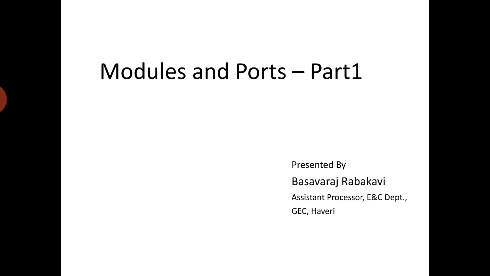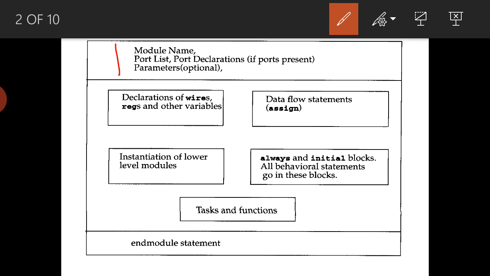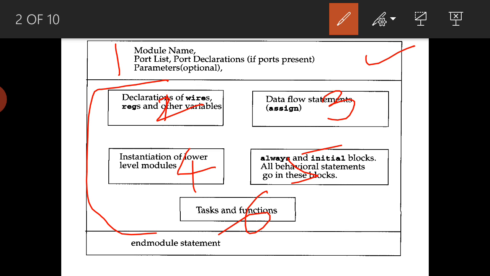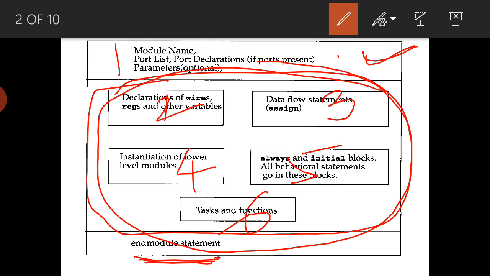Let us see what modules are and how we can use them in the code. As I said, the module is nothing but a program, Verilog code, that consists of different components. This is one component, this is second, 3, 4, 5, 6. These we call components of the module. This is the module start, and this is the endmodule. The module statement and endmodule statement, in between that it has different components. That we will see now.